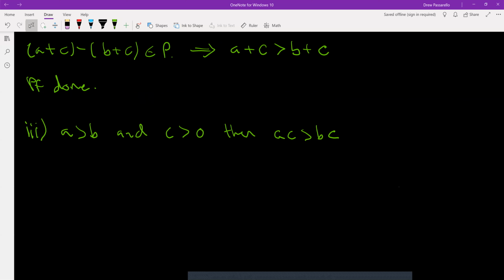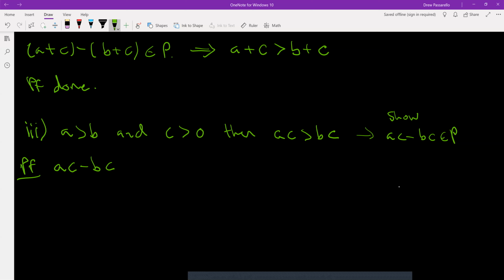So if I were to prove this, A times C greater than B times C, what does that mean? So that means AC minus BC is an element of P. All right, that's what we're trying to show. So for the proof, start out with AC minus BC.